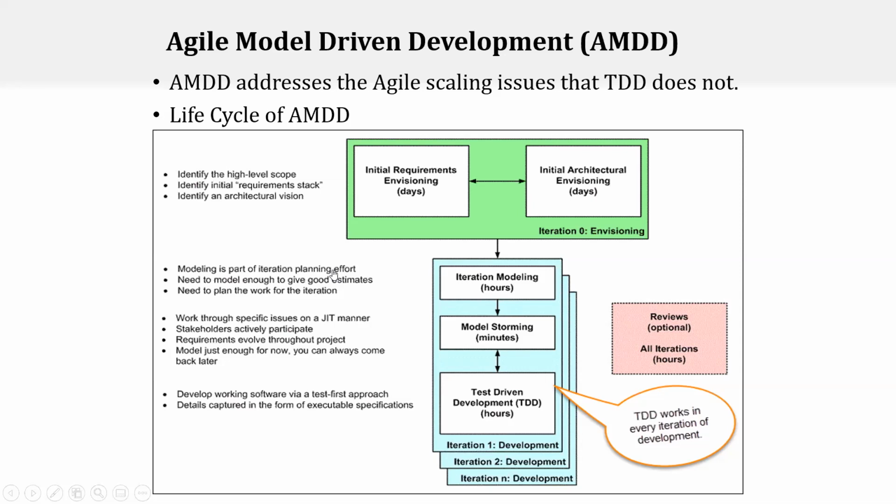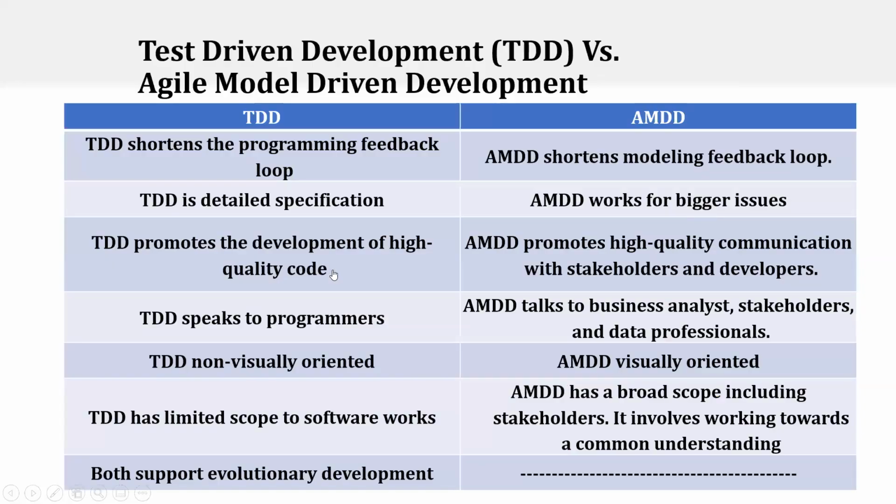So this is called AMDD. This is just a comparison between AMDD and TDD. TDD has programming feedback loops. AMDD has modeling feedback loops. TDD is mainly concentrating on coding, while AMDD is mainly concentrating on design and planning.